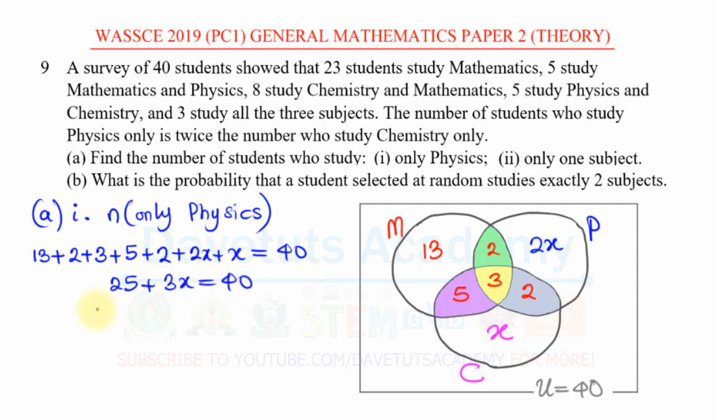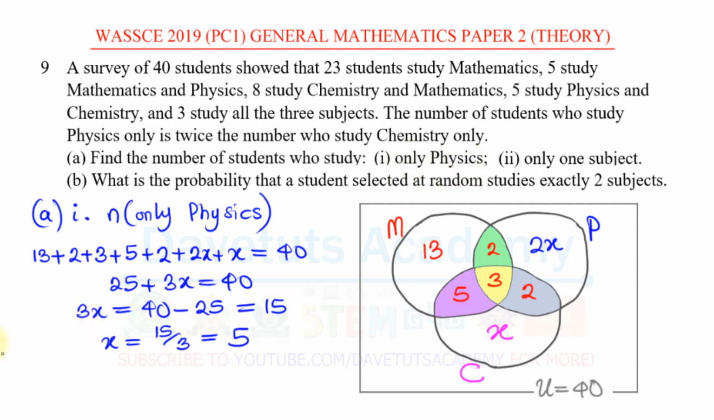So that 3x will be 40 minus 25, and 40 minus 25 is 15. And x will now be 15 over 3, and that is 5. But they didn't ask us for x. What did they ask us? Students that studied only physics.